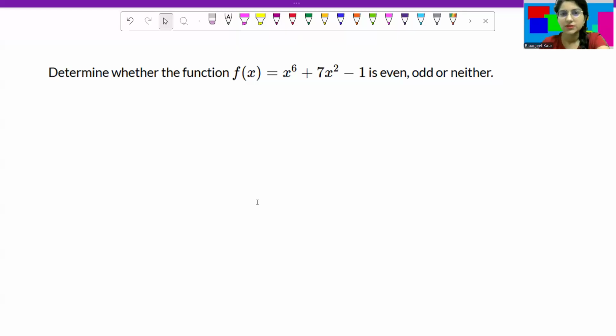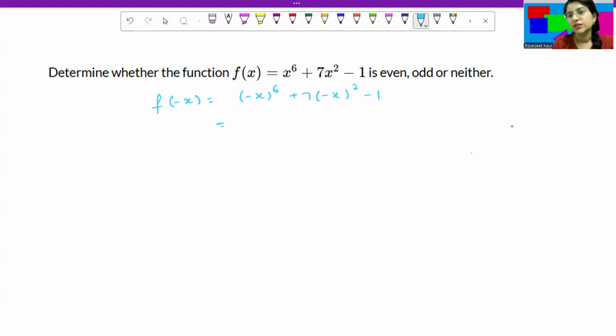So we are given this f of x. We want to find out if it is even, odd, or neither. We have f of x, and we want to check f of minus x. Now let's find out f of minus x, that is replacing the x with a negative x. So we've got minus x raised to power 6 plus 7 times minus x raised to power 2 minus 1.